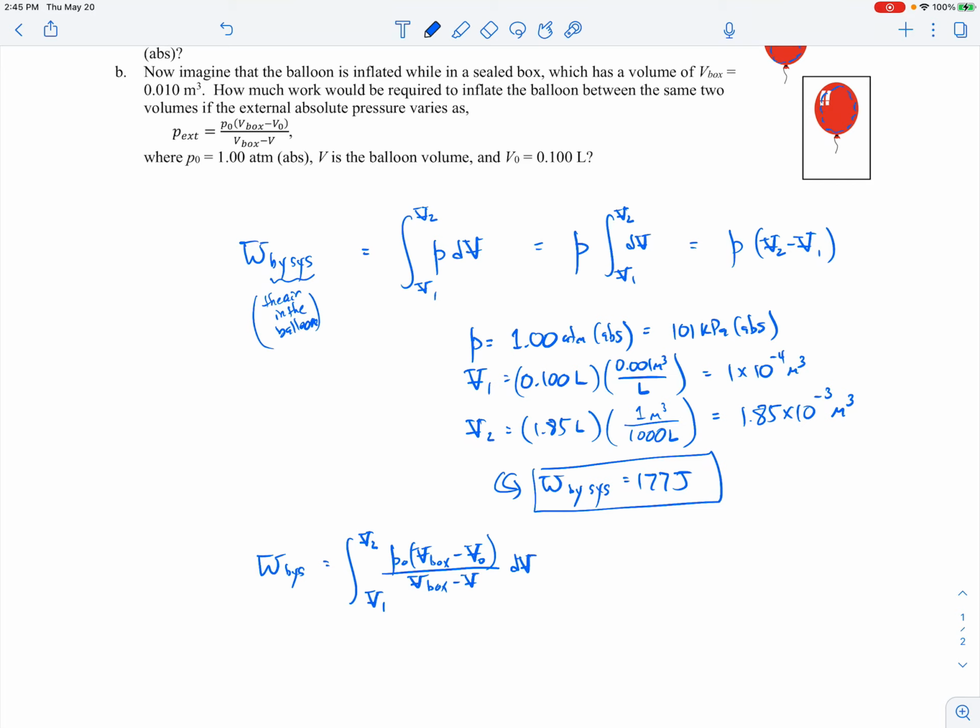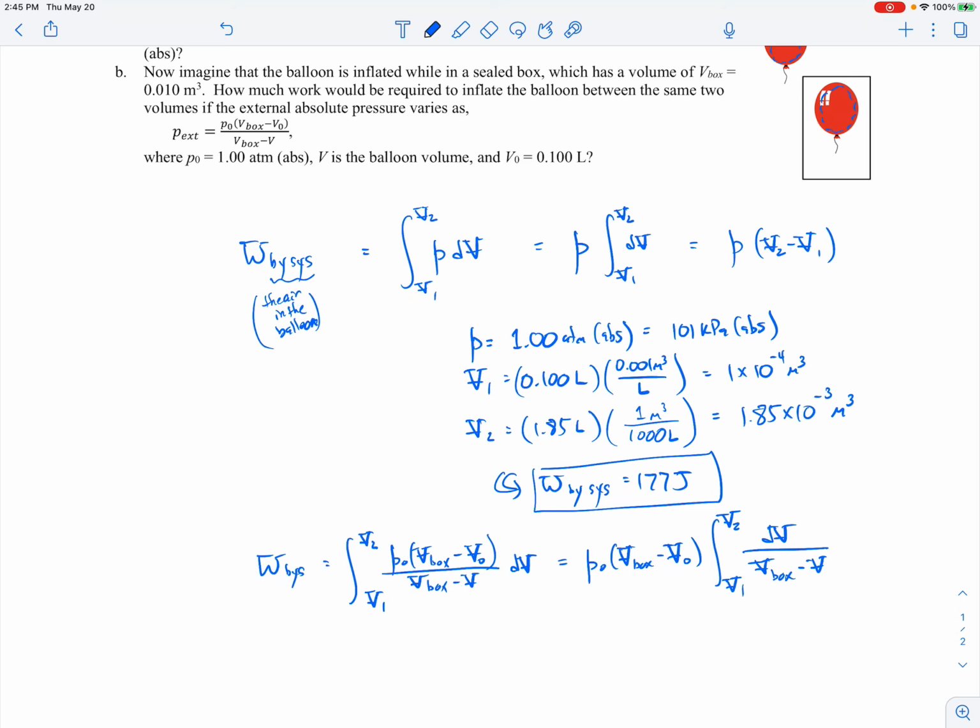Now the numerator, these are all constants up here. P naught is a constant. We're told what that is. V naught is a constant. That's given right here. And the V box is a constant. That's given right here. And so those can come outside the integral. So let me just write that out. That'll be P naught times V box minus V naught, integral V1 to V2, dV over V box minus V.